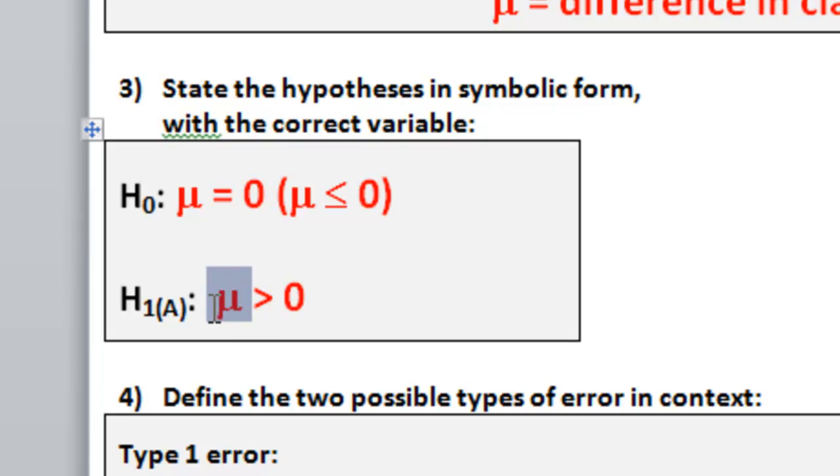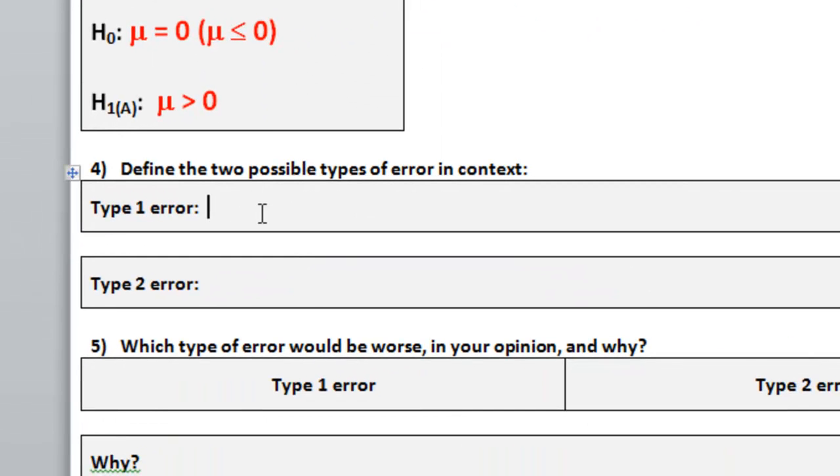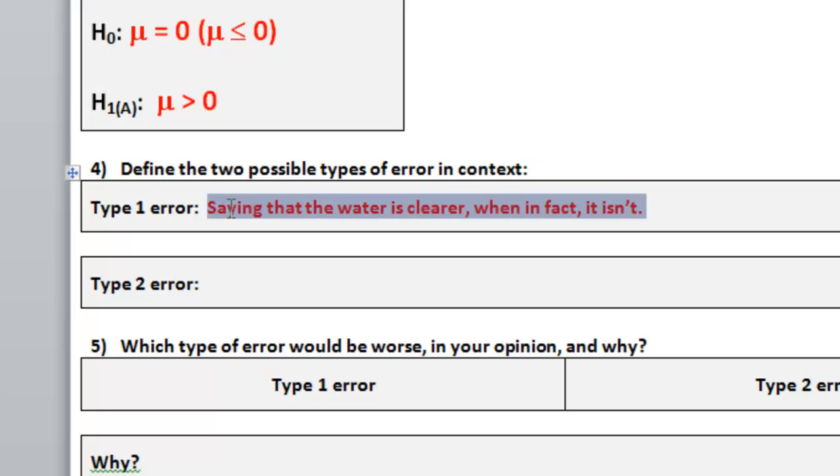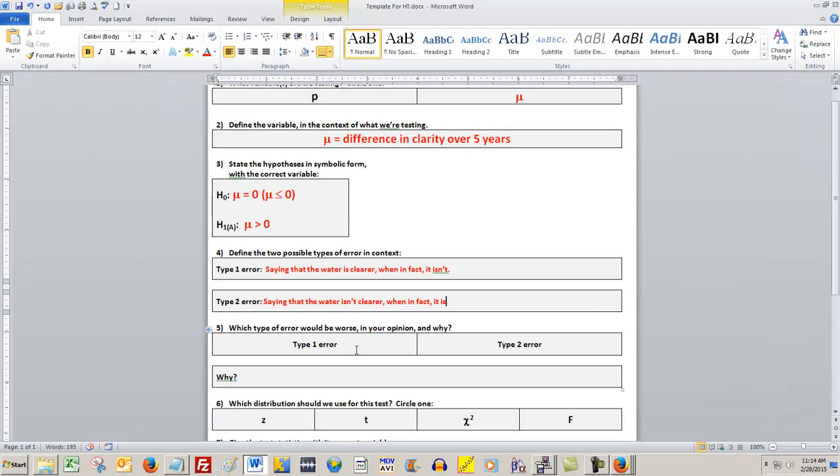All right, so before we get into the numerical analysis, I'm going to come down here and make sure we're in red. We are. But two types of error. Okay, so a false positive, a type 1, would be picking this when we shouldn't. So this would be saying that the water is clearer when in fact it isn't. And then what's cool about typing it is you can express the type 2, saying that the water isn't clearer when in fact it is. Okay. Which type of error would be worse in your opinion and why? Your call. Let me think about this real quick.